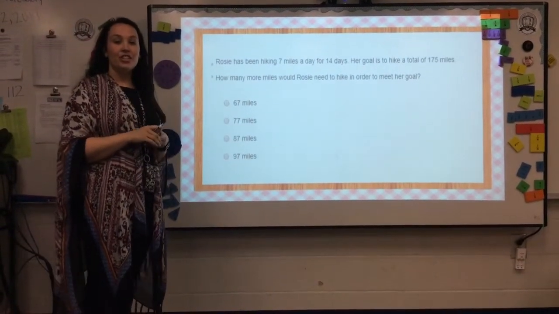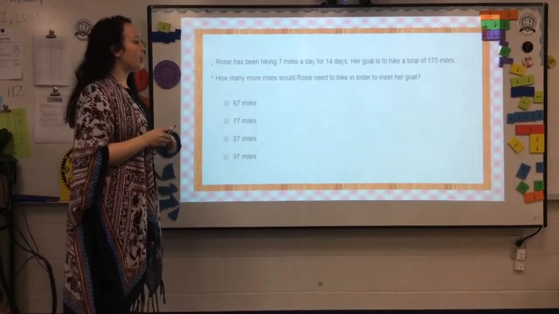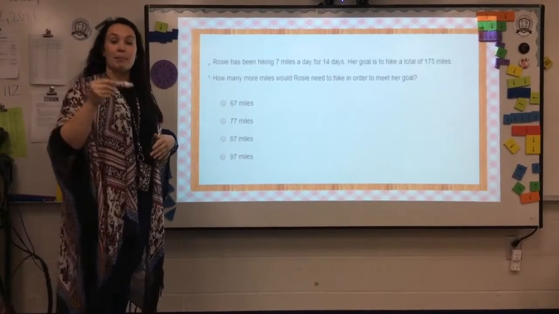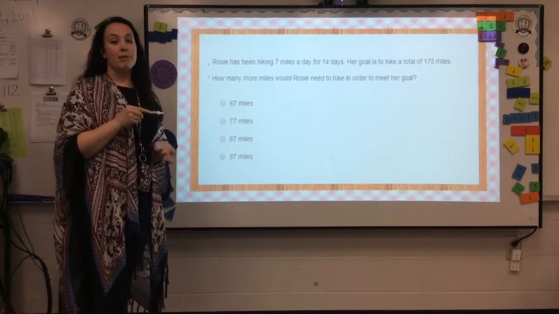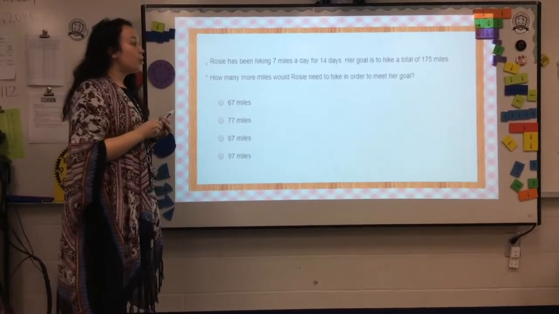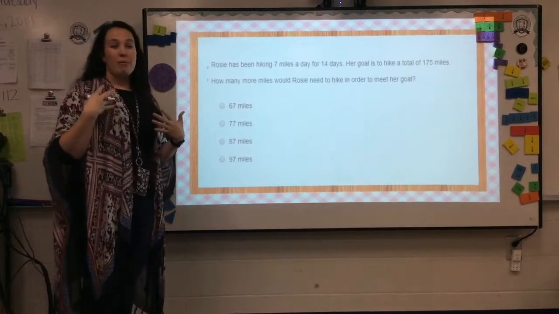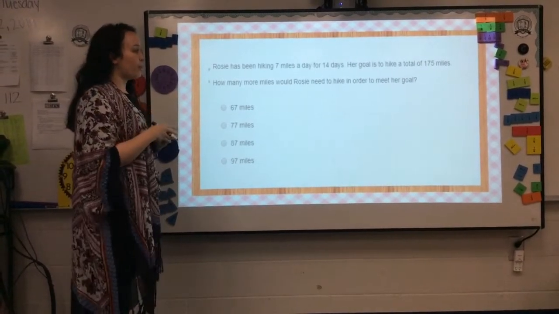Grade math and science teacher here at West End, and today we're going to look at a two-step word problem. This is standard 3.OA.8, which is a spiral standard in 3rd grade, but can be applicable in other grades as well. So what we're going to do today is look at the word problem, figure out how I would go about solving it, and then work it through.